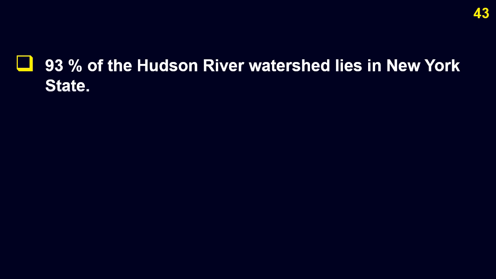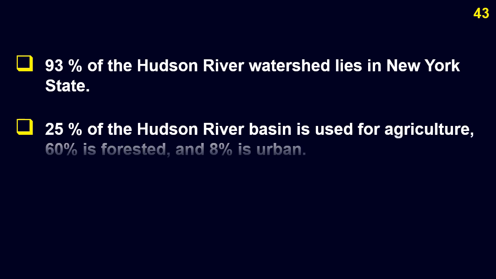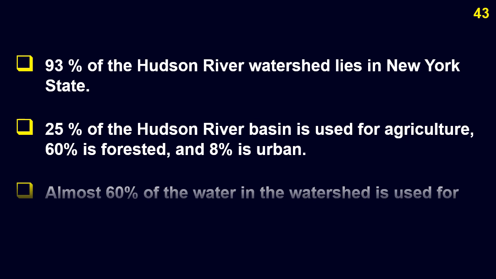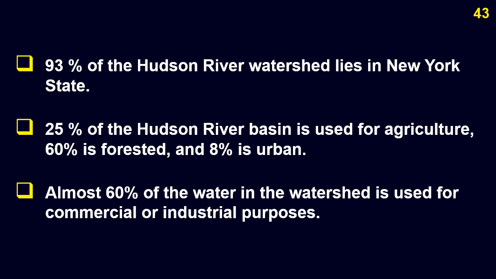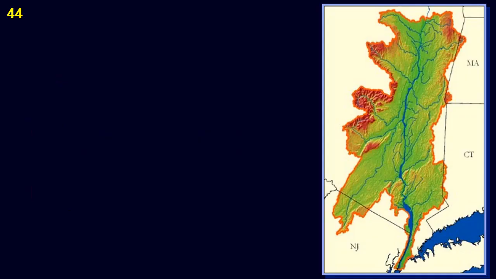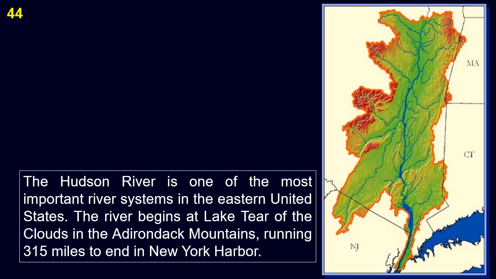25% of the Hudson River basin is used for agriculture. 60% is forested, and 8% is urban. Almost 60% of the water in the watershed is used for commercial or industrial purposes. The Hudson River is one of the most important river systems in the eastern United States.